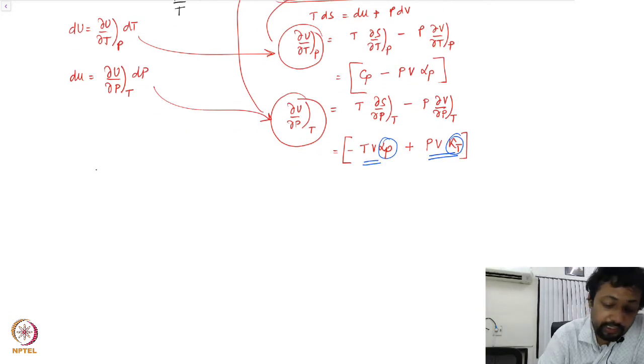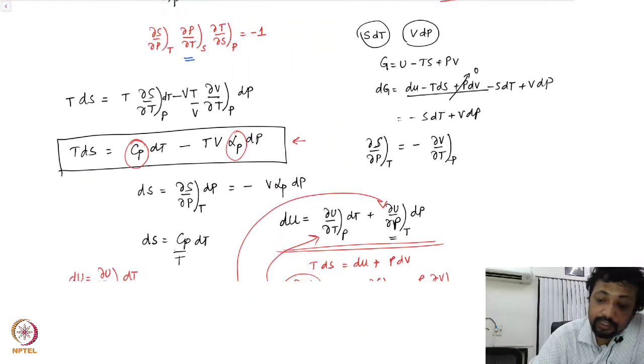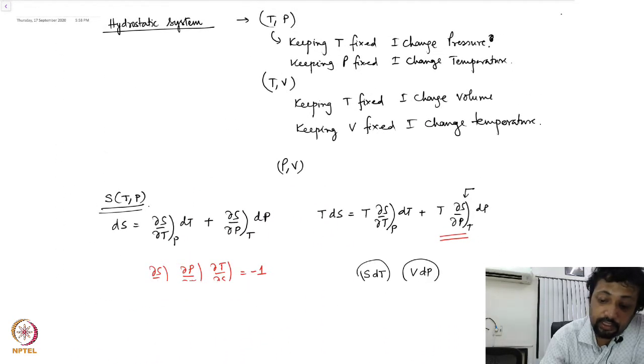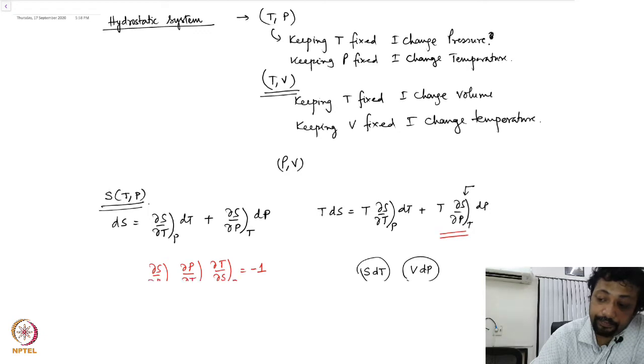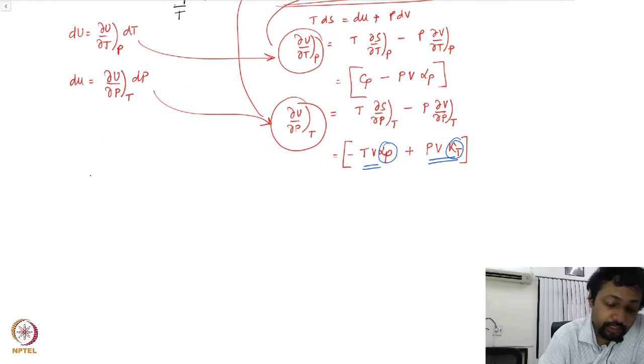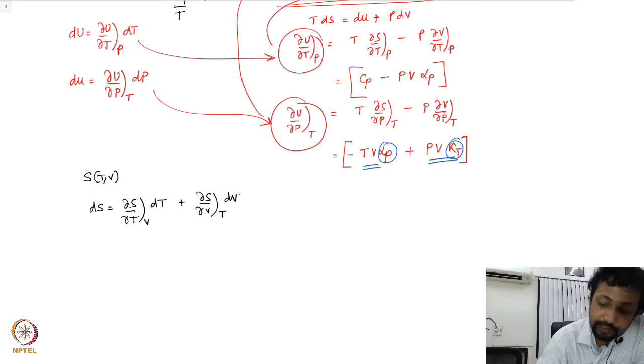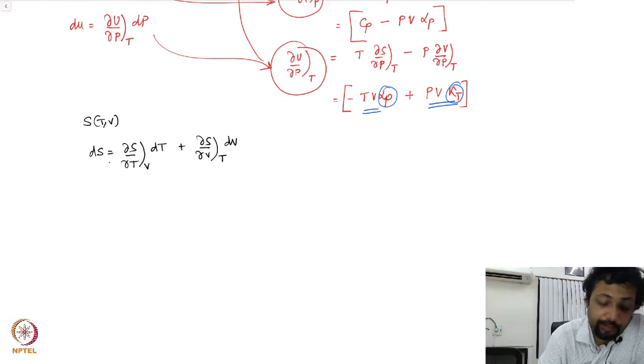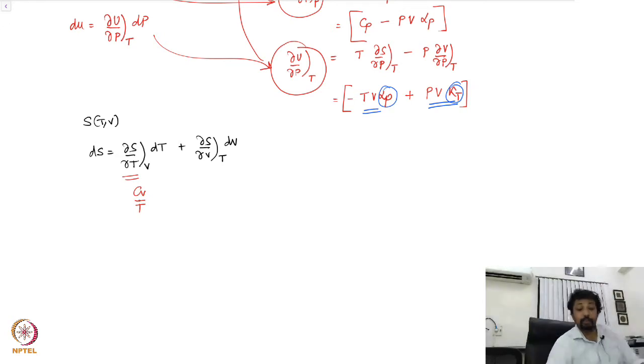What about the second case? The second case that we started off discussing was T and V. Here again, you can write down S as a function of T and V, and dS is del S del T at constant volume dT plus del S del V at constant temperature dV. This is the part which is very easy. This is CV by T. It's this other part that we have to figure out.